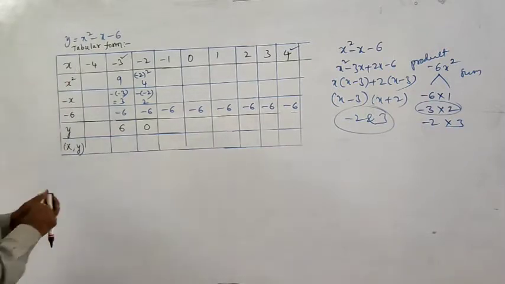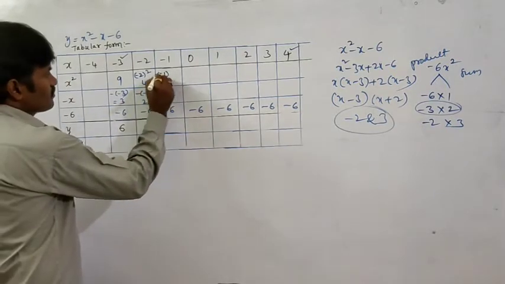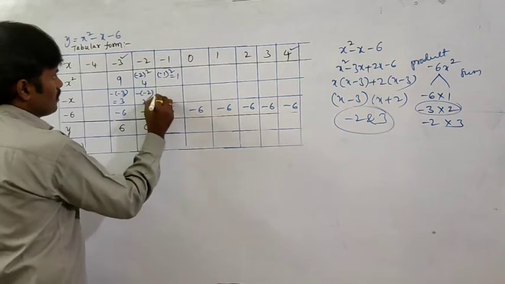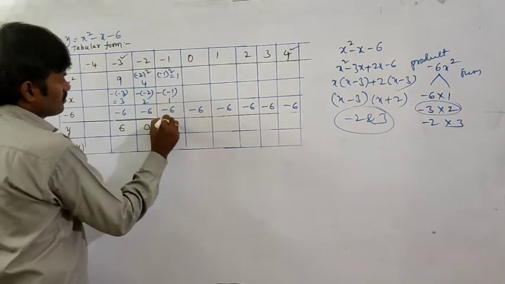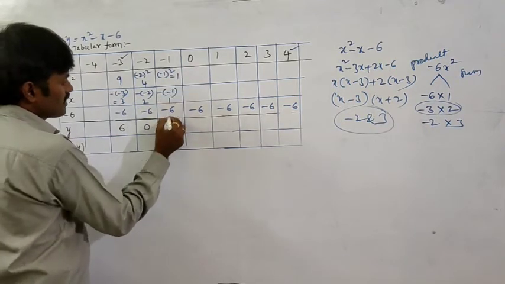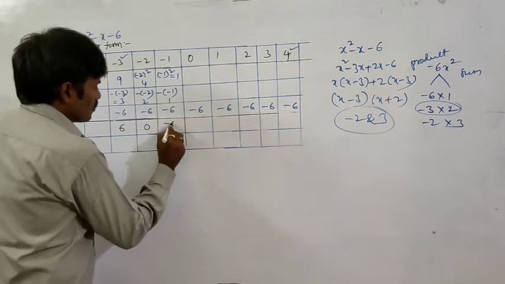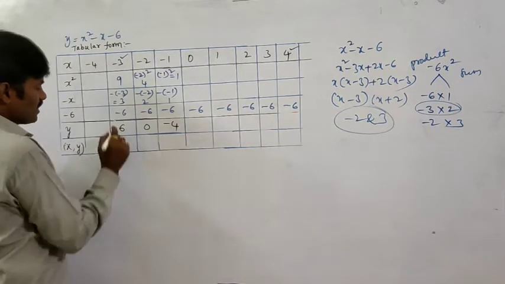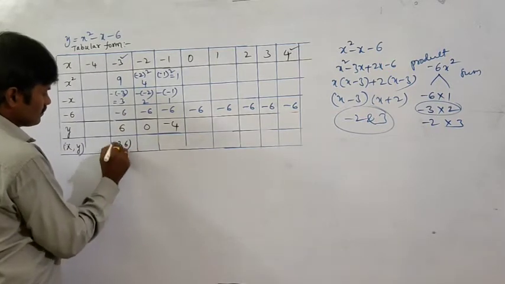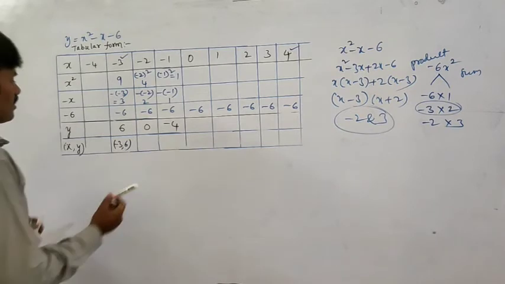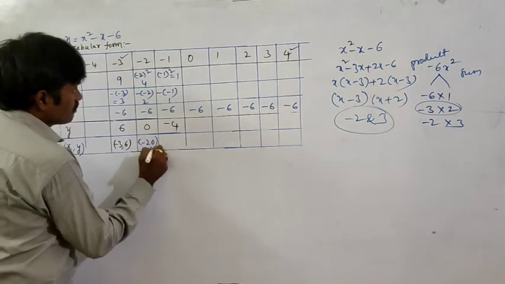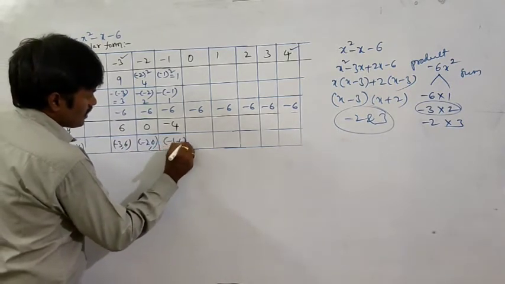Okay, next. Minus 1 whole square. How much? 1. Minus of minus 1, 1. Minus 6 as it is. 1 plus 1, 2. 2 minus 6, minus 4. What is the answer? Minus 4. So, what will be the ordered pair here? Minus 3 comma 6. Yes. And here the ordered pair is minus 2 comma 0. Here minus 1 comma minus 4.